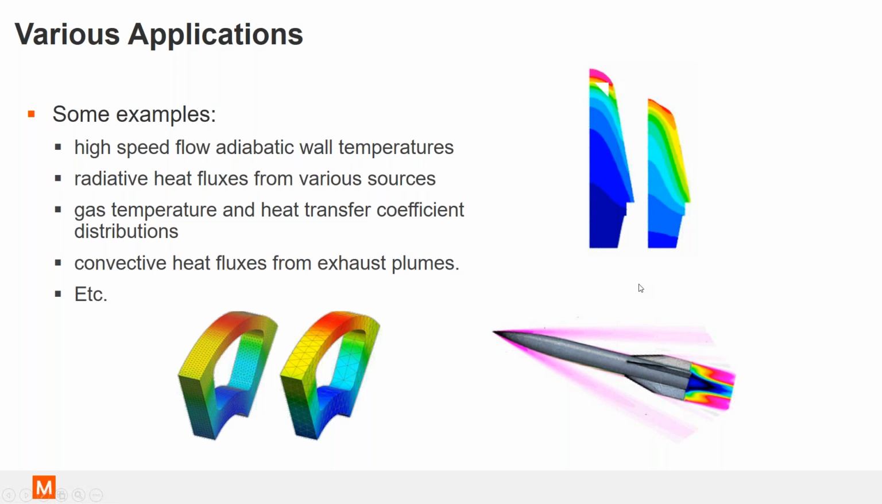You can also map gas temperatures and heat transfer coefficient distributions, and these could be coming from, for example, exhaust plumes of different engines. And these are just a few examples, but there's other applications out there that I'm probably not thinking about.